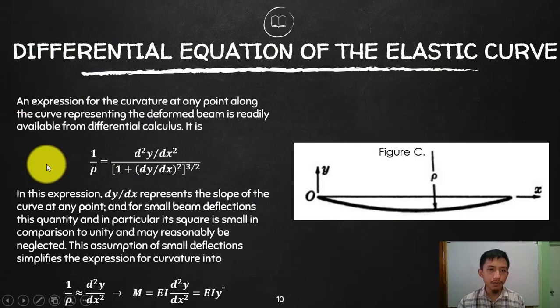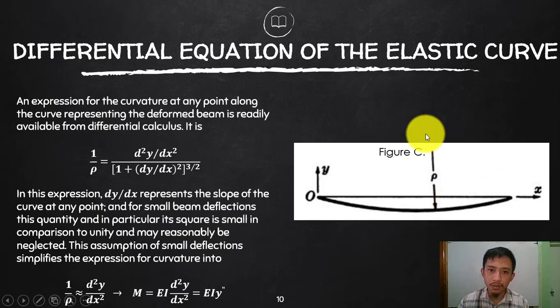Okay. Then if you try to recall from your differential calculus, we have what we call the curvature. Curvature is the degree of sharpness of the curve, and that is actually the inverse of the radius of curvature. So if we say the radius of curvature is rho or p, then the curvature itself is the inverse of that, 1 over rho or 1 over p.